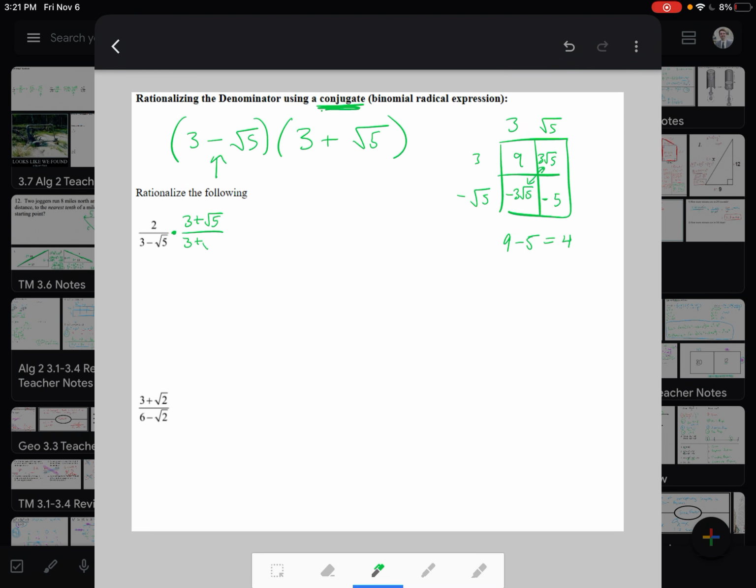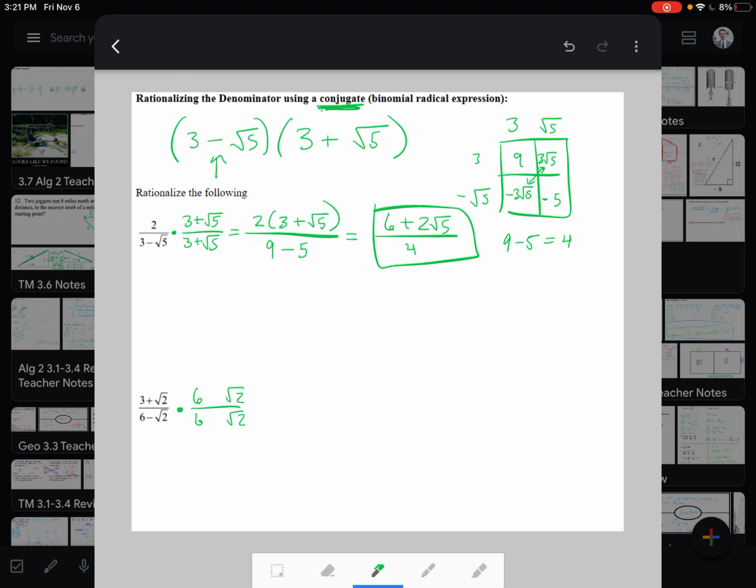So we need to do that to both the top and the bottom in order for this to work. So 3 plus the root of 5, 3 plus the root of 5. So we'll have 2 times 3 plus the root of 5. And then on the bottom, we'll have 9 minus 5. Or if we simplify this further, it's 6 plus 2 times the root of 5 all over just 4.